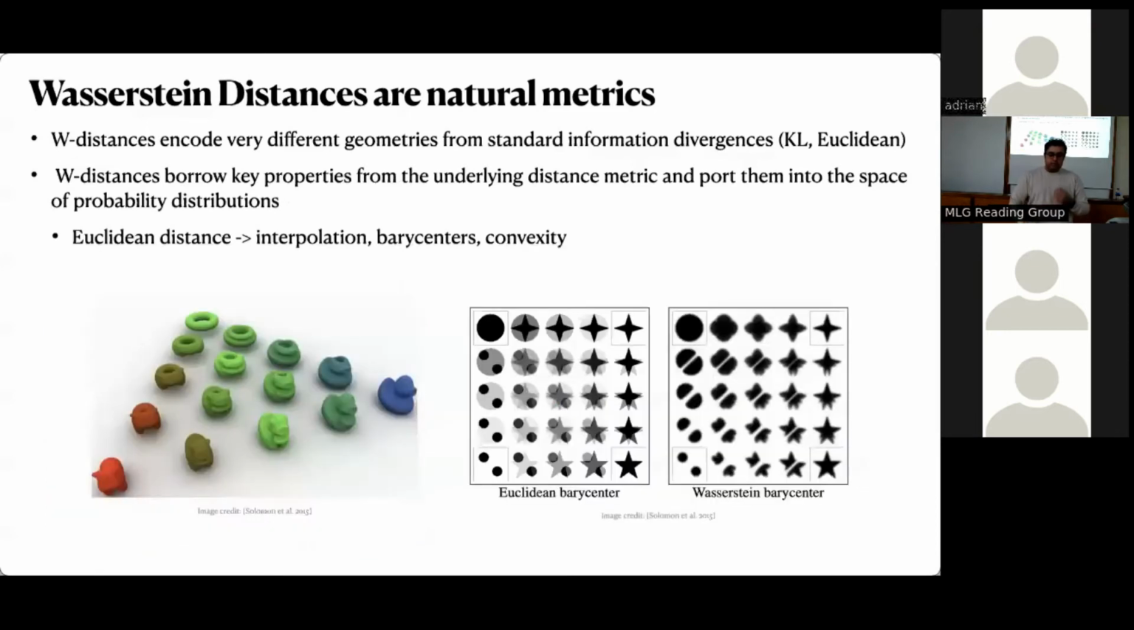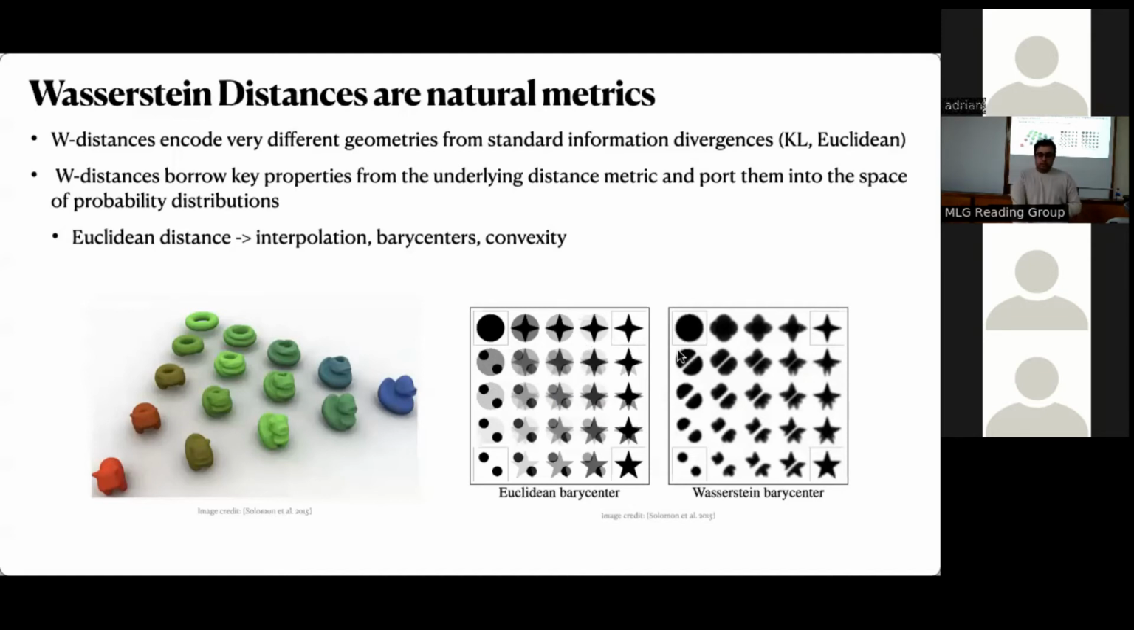To give you an example, if you have these four two-dimensional distributions, a circle, a four-pointed star, a five-pointed star, and a bimodal distribution, and you wanted to interpolate between a unimodal and a bimodal distribution using the Euclidean barycenter, where you average over the two distributions, you'd end up with something that's not really meaningful because you're just averaging probability mass. So your interpolating distributions basically have mass from the unimodal distribution and mass from both modes.